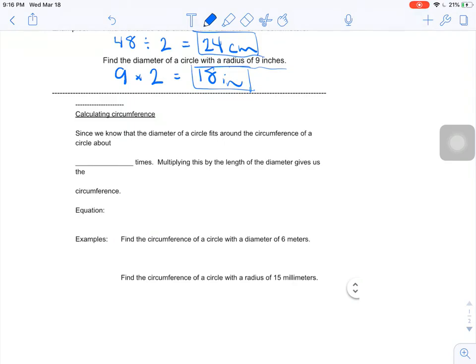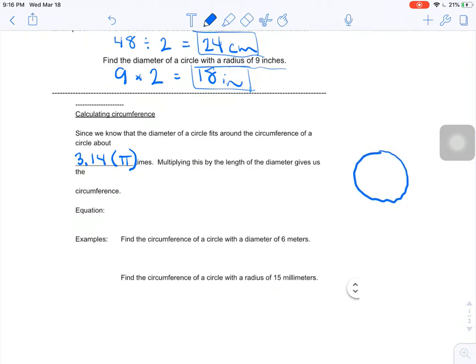So if you were measuring perfectly in your lab yesterday, when you did circumference divided by diameter, you should have been getting numbers that were around 3. And several of you did get numbers that were around 3. So we know the diameter of a circle fits around the circumference of a circle a little more than 3 times. Actually, from the video we learned it's 3.14, or pi times.